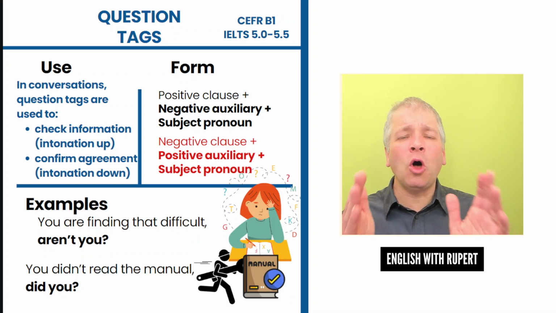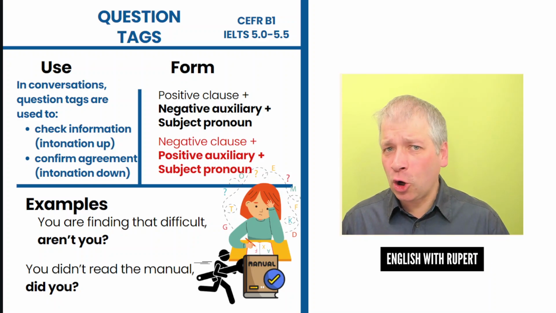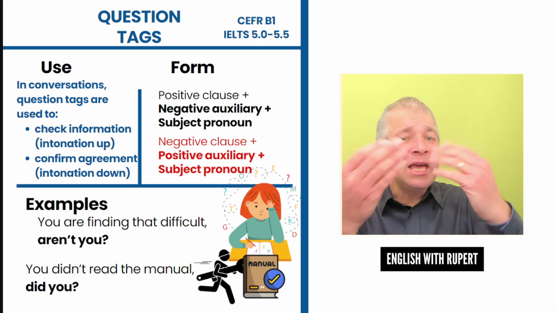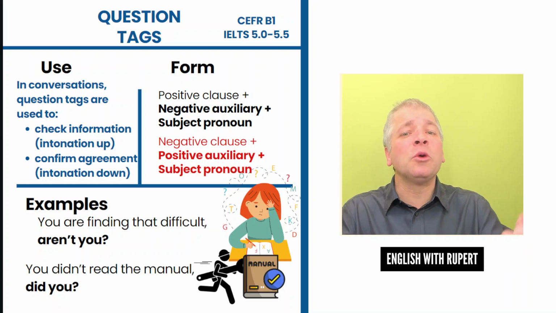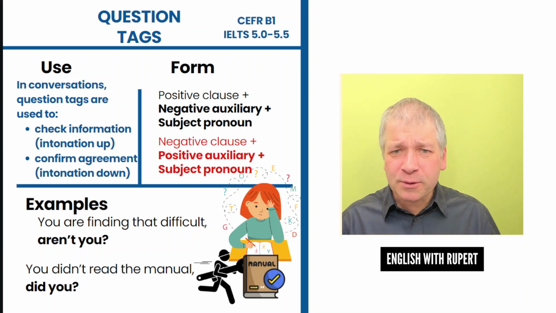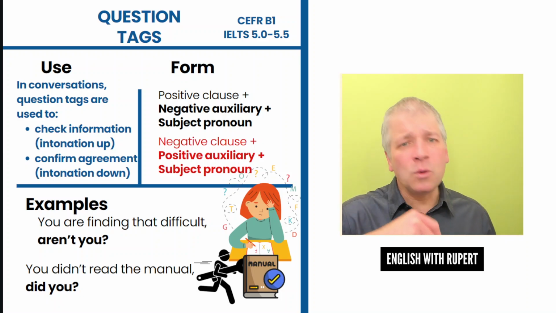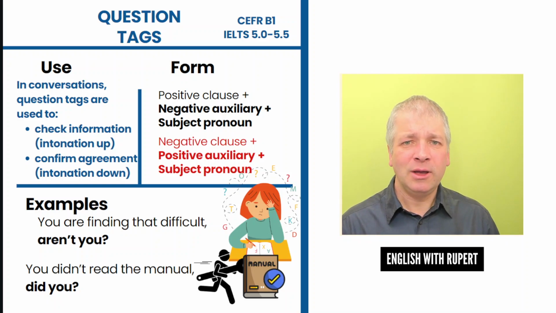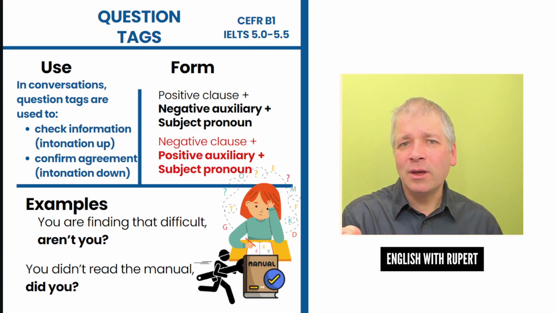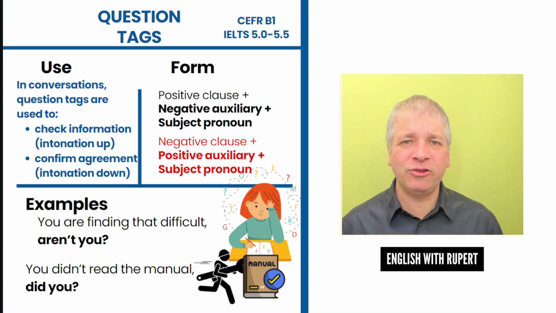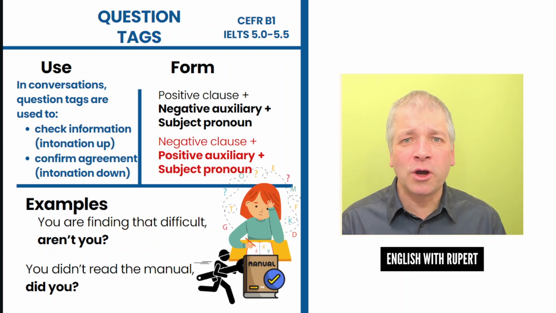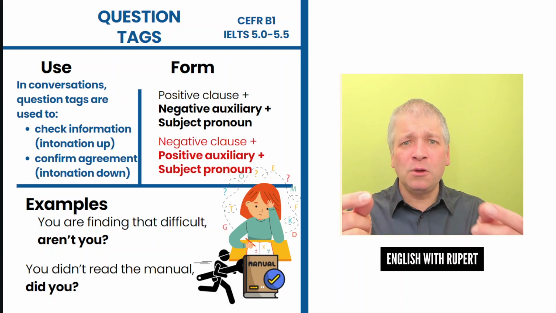So we can do this with any statement we make. Use the normal auxiliary that you would use in a question for that statement. So if you use the verb to be, for example, then you use to be in the question tag. But if you use other verbs, general verbs, then you'll use do or did in the question tag. If you use the present perfect have or the past perfect had, then have or had would go in the question tag.